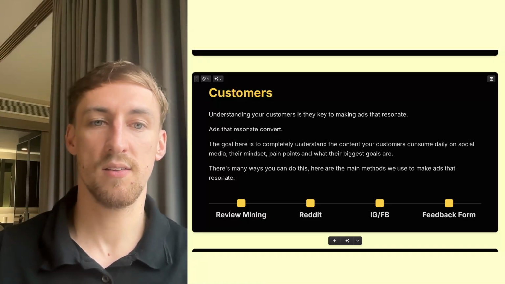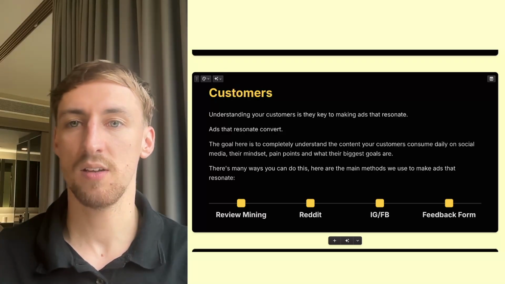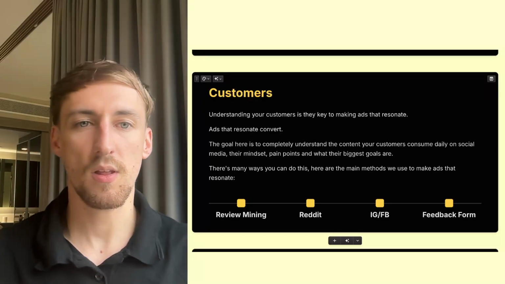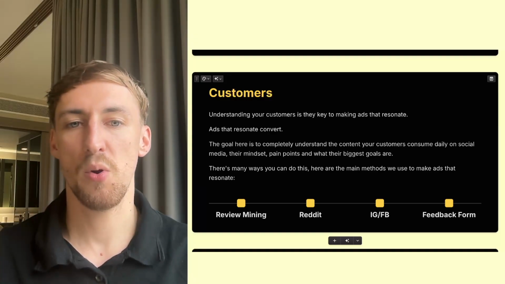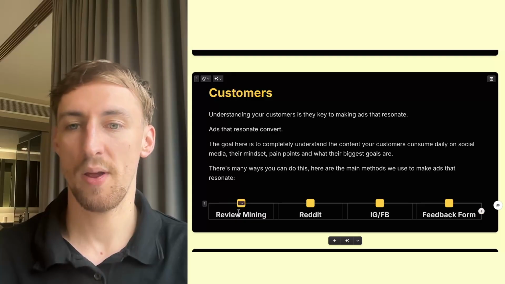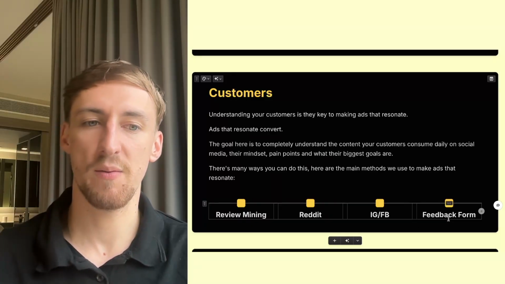So the goal here is to understand what content they consume on a daily basis, their mindset, pain points, what their biggest goals are in life, and everything about them possible. There's so many ways that you can do this, but here are the main methods that we use at my agency to make ads that resonate. So we have review mining first, Reddit, Instagram and Facebook, and feedback forms.